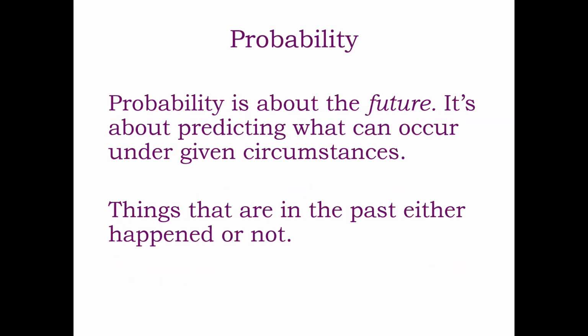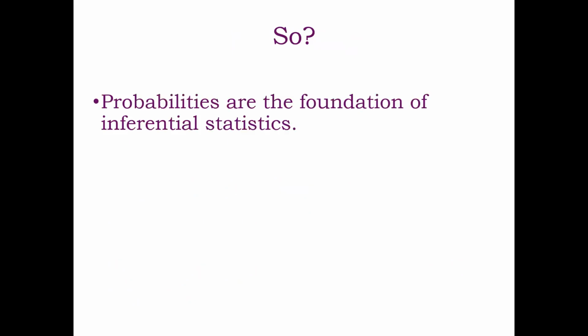Probability is about the future or about hypothetical distributions, about what would be, right? So it's about predicting what can occur under given circumstances. Things that have already happened in the past, they either happened or not. There's no probability to that. So why do we even care? Probabilities are the foundation of inferential statistics. We want to make inferences about the population based on our data. So we have to figure out how likely it is that we would obtain that data, the probability of obtaining that data given a certain population probability distribution.